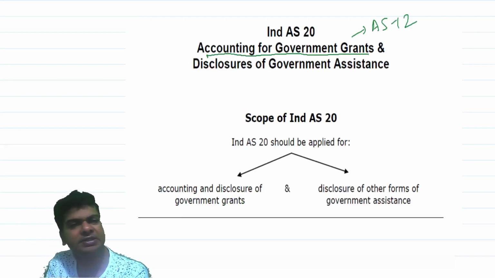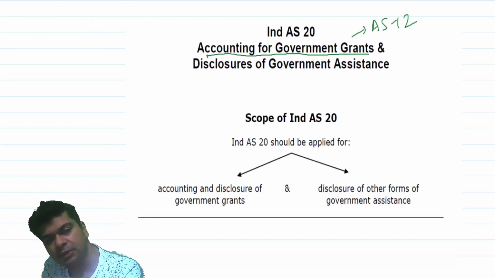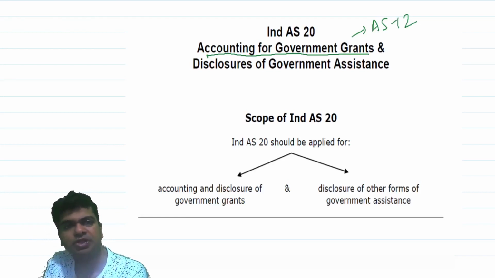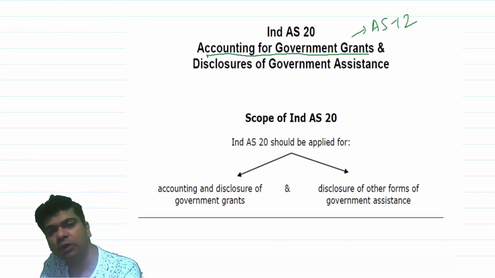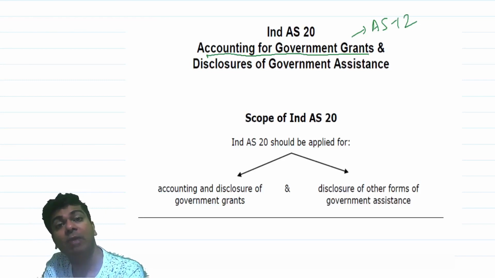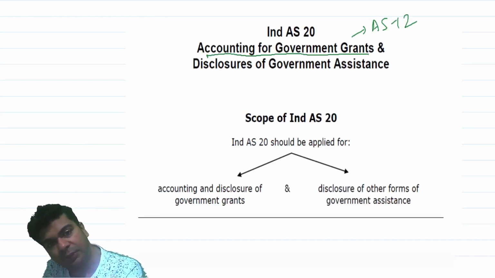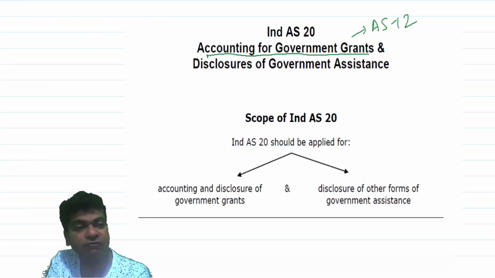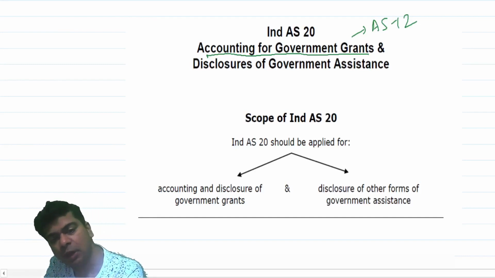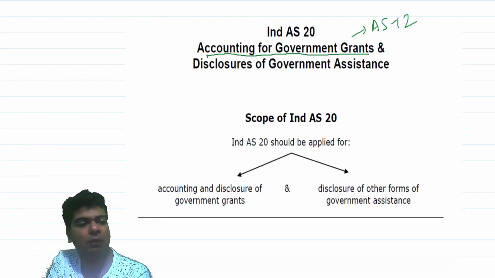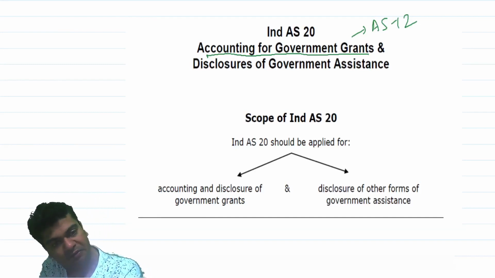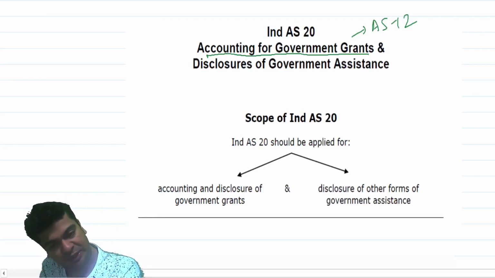I personally consider this to be a simple accounting standard. If you are very much aware about the requirements of Accounting Standard 12, you will not have much issue understanding Ind AS 20. First and foremost, we would like to understand what is covered by Ind AS 20 and what is not covered by Ind AS 20. We check with the scope of Ind AS 20.